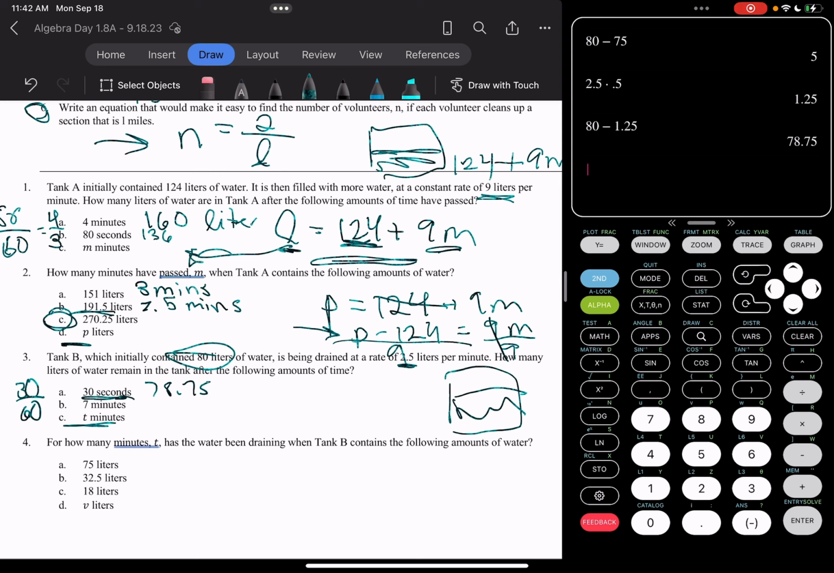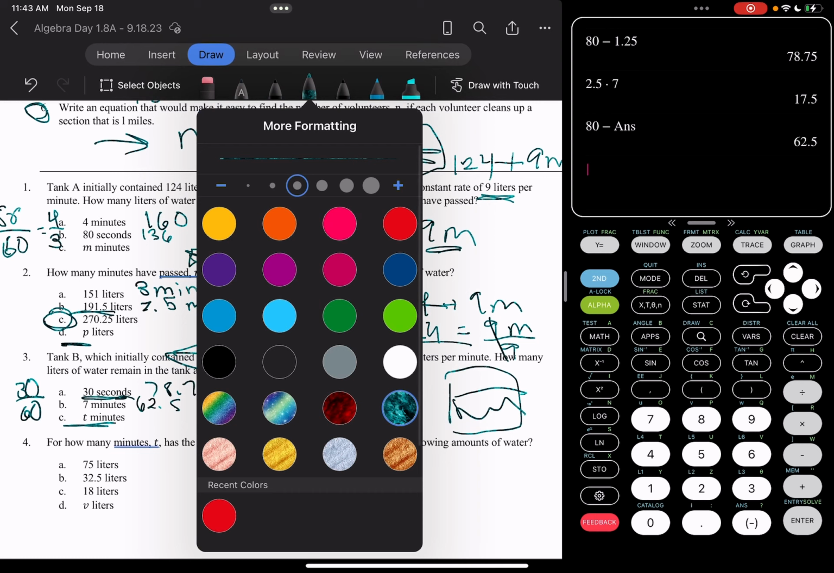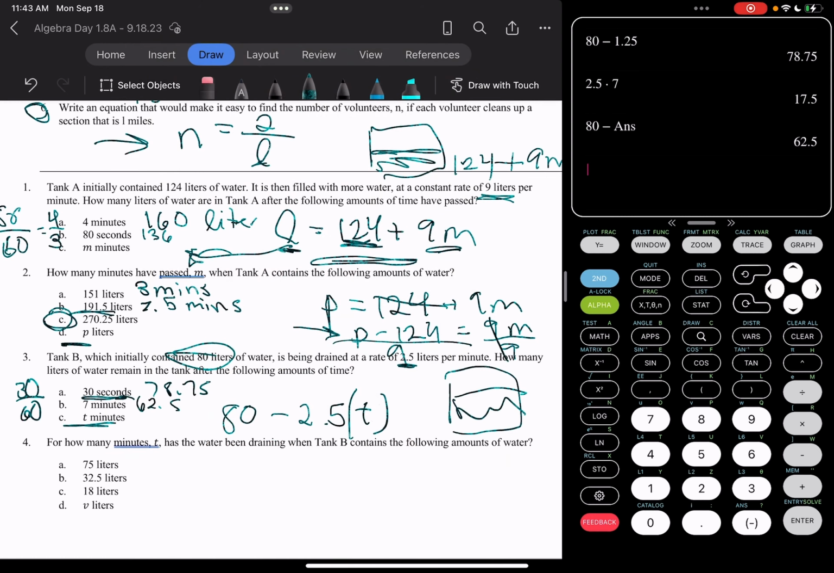Here we go. Okay, and then if we have 7 minutes here, we have 80 minus 2.5 times 7 minutes. And so 2.5 times 7 gives us 17.5. 80 minus that, our answer is going to be 62.5. So after 7 minutes, we'll be down quite a bit. And then T, again, we're just replacing our minutes here with T, equals, we'll say, the liters left.